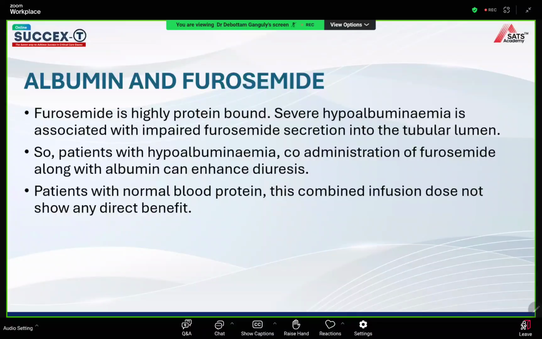In a patient with normal blood protein, this combination infusion does not show any benefit. So you can give it only if the patient has hypoalbuminemia, but there is no role of albumin and Lasix infusion in a patient with normal blood protein level.